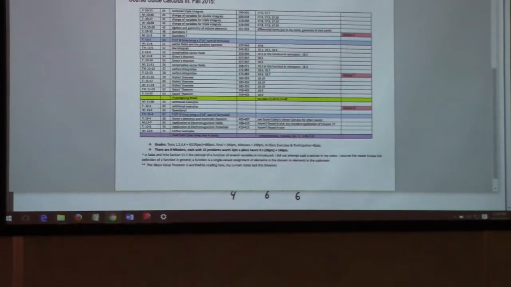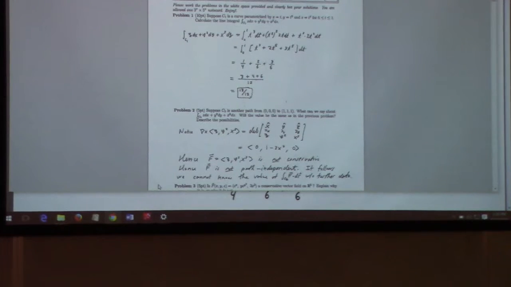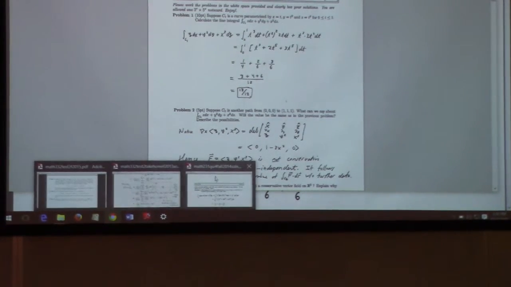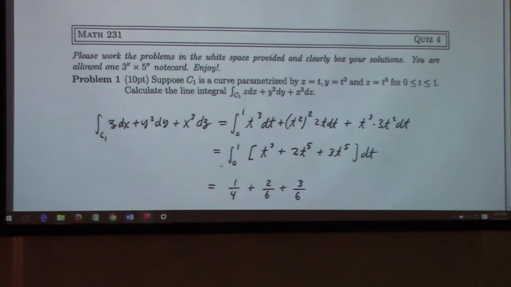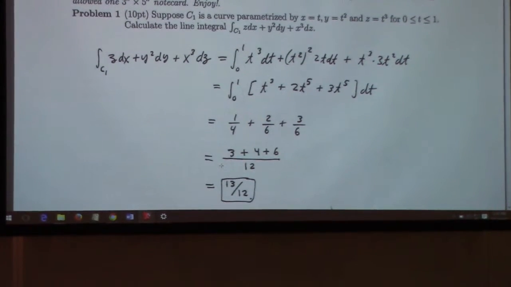Now, do you guys have any specific questions about where to go? Any questions about quiz 4 or just generally how to approach things? Yes? Something like problem 2 on quiz 4 about how to think about conservative vector fields.